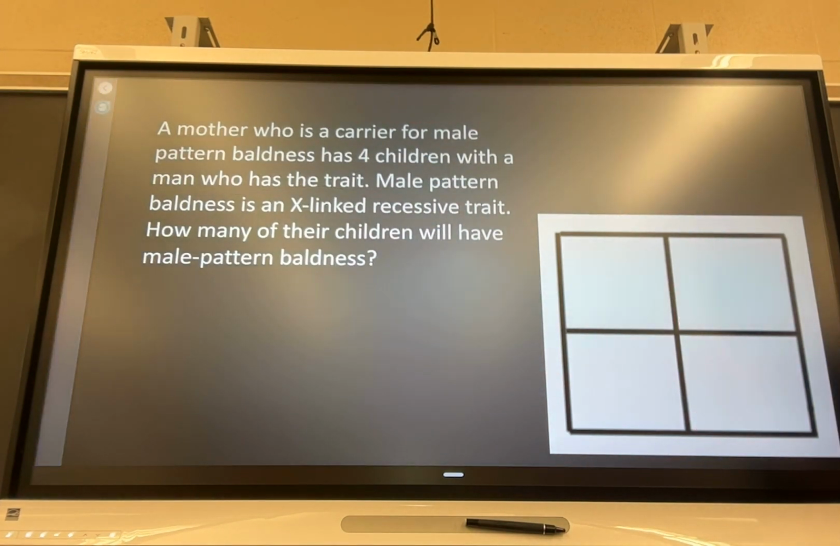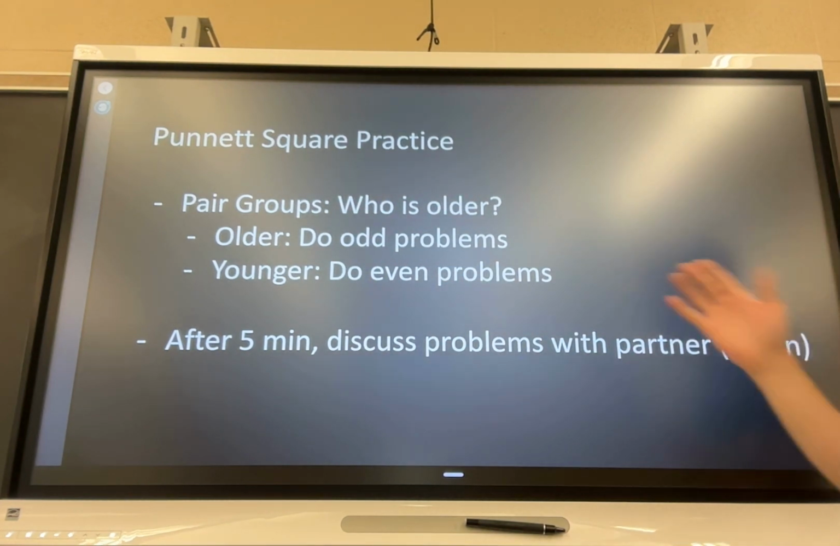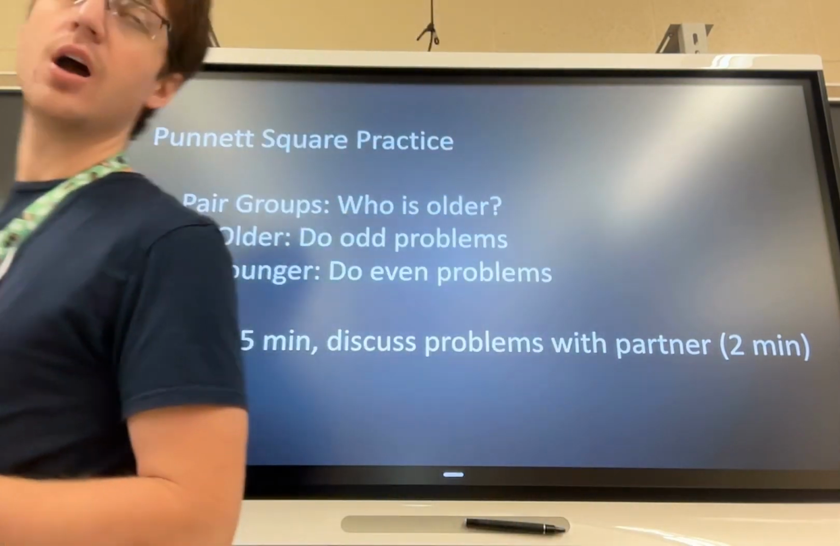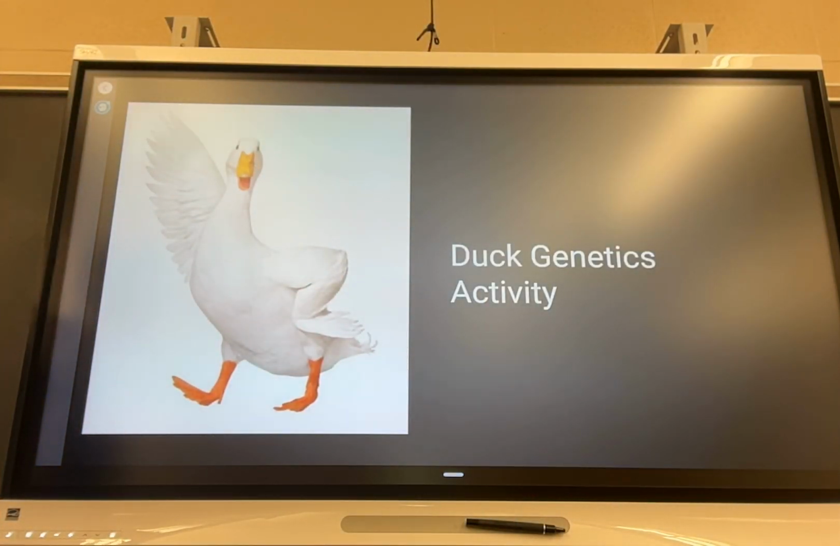So now that we are able to better predict these types of problems, please go through on Schoology. There is a Punnett square practice as well as a ducks genetics activity. I would like you to go through those, try out what we just learned. Please use your notes and resources to figure out the probabilities for the Punnett square practice.